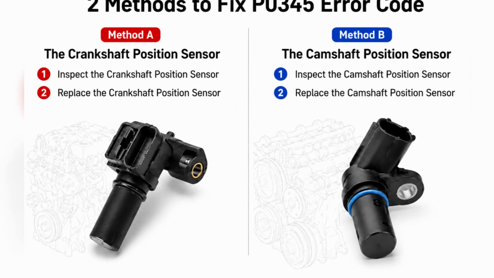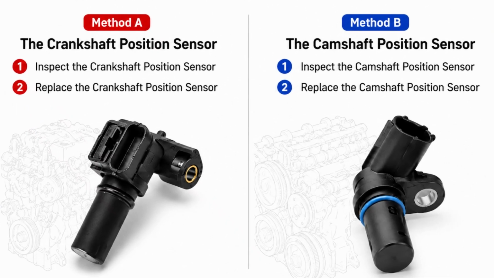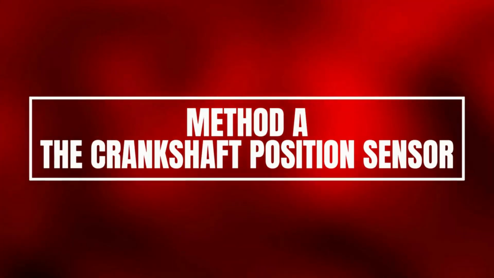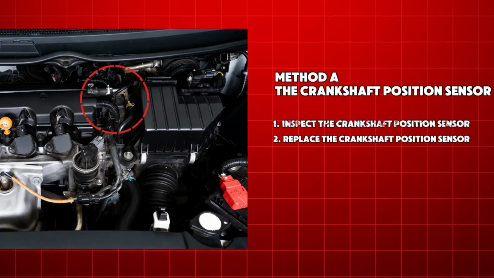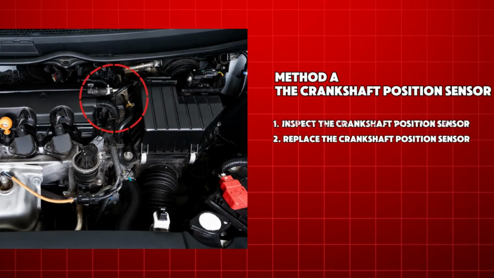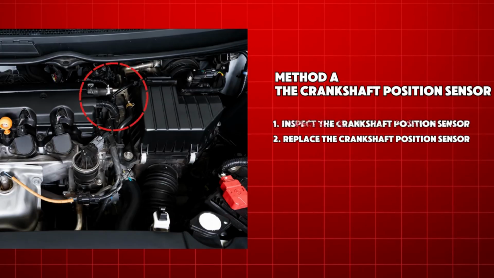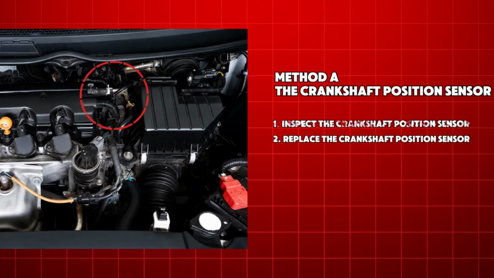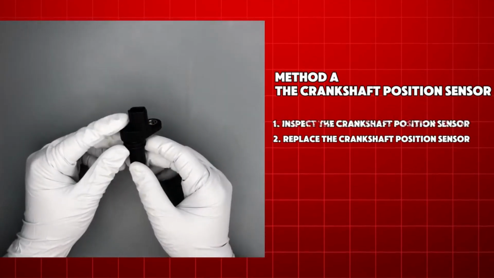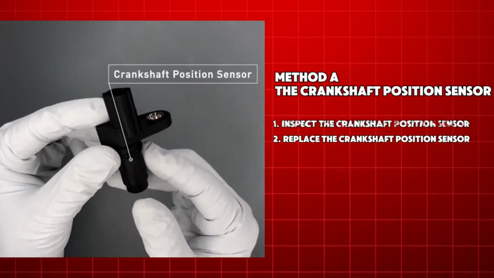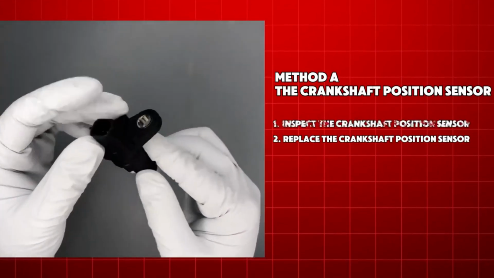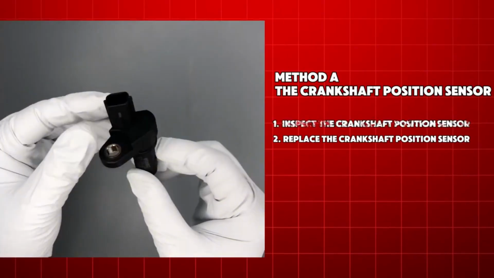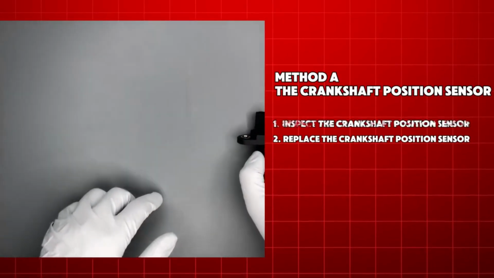Two simple DIY methods you can try to solve this problem. Method A, the crankshaft position sensor. The crankshaft position sensor is typically located on the lower front side of the engine. In most vehicles, it's mounted near the timing cover. Start by carefully removing the crankshaft position sensor from the engine. Once it's out, inspect it closely for signs of oil, dirt, or contamination caused by leaks from nearby engine components.